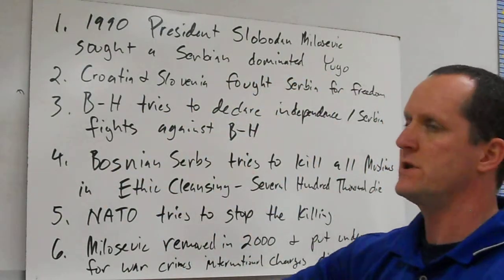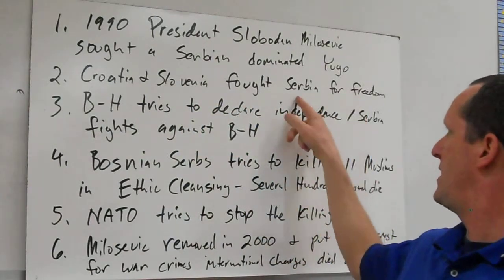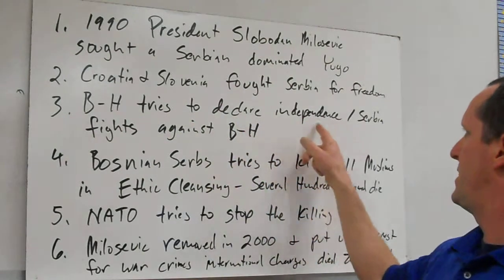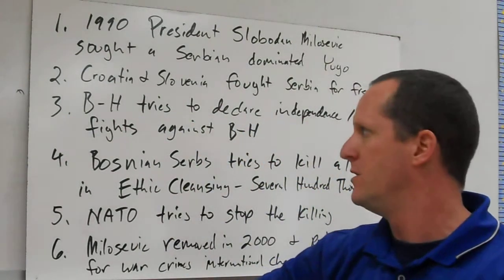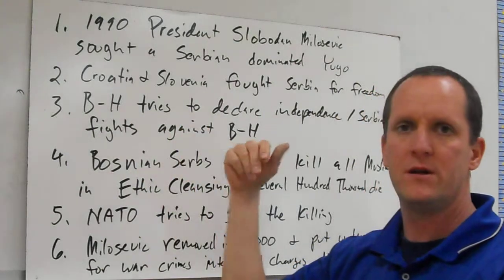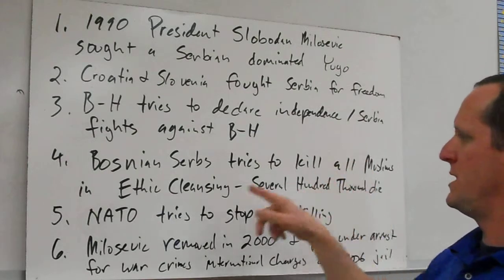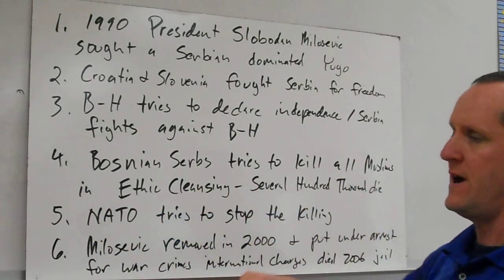Serbian-dominated Yugoslavia. Croatia and Slovenia fought Serbia for freedom. Bosnia-Herzegovina tried to declare independence from Serbia. Serbia fought against Bosnia-Herzegovina. This was all taking place in the early 90s. Bosnian Serbs tried to kill all Muslims in an ethnic cleansing. Several hundred thousand died.